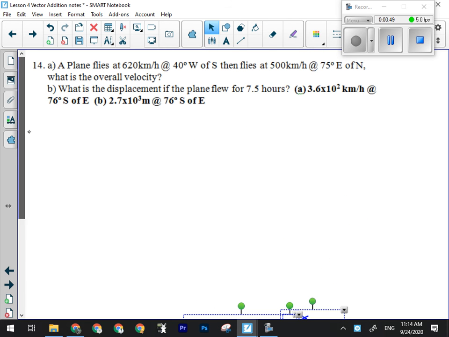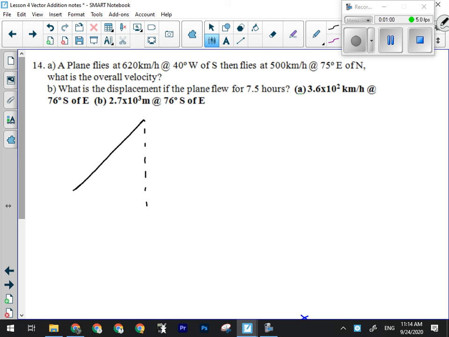Okay. So we're going to draw this with the separate triangle method, really quickly. We've got west of south as one of our vectors, so I'm going to draw a line that's south. I'm going to go 40 degrees west of that. Scale doesn't matter when I'm using this method. Here's y, here's x, because I'm not actually putting them together. So I've got 40 degrees west of south, this being 620 kilometers per hour. Our other vector is 500 kilometers an hour at 75 degrees east of north.